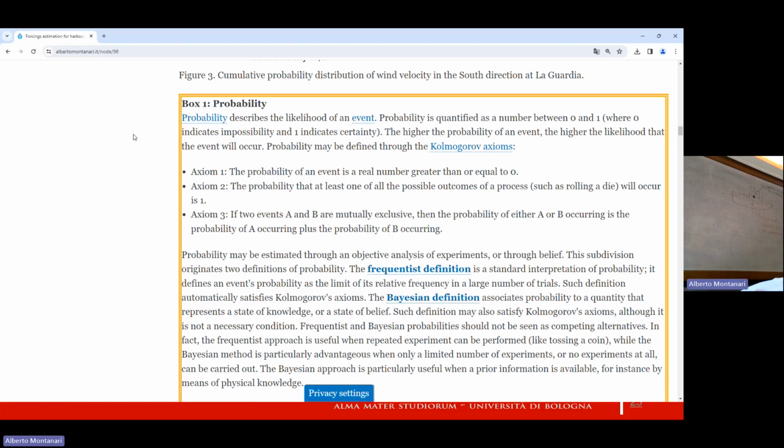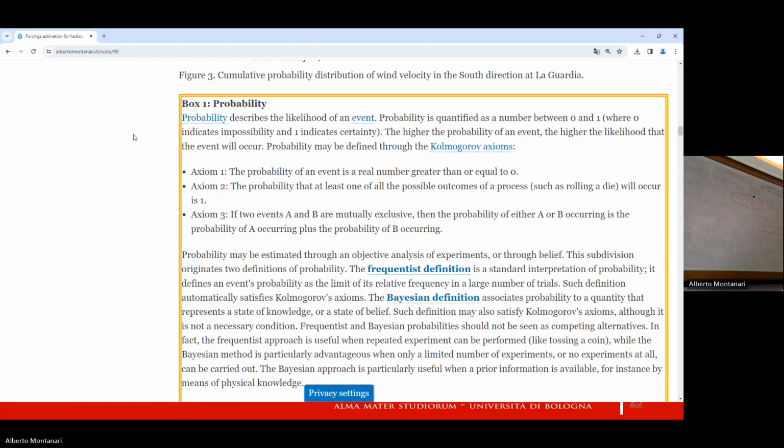So let's refer again to tossing a coin. The two events, head and tail, are mutually exclusive. If I get a head, I don't get a tail. And then the probability of getting either head or tail is given by the probability of head plus the probability of tail. Okay, this looks very trivial to you, but please remember the axioms. You can get this question. Remember the axioms because they are the agreed way to define probability.